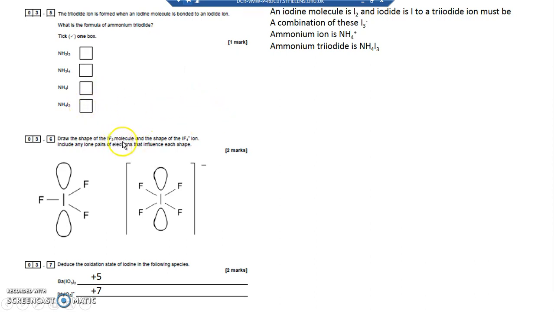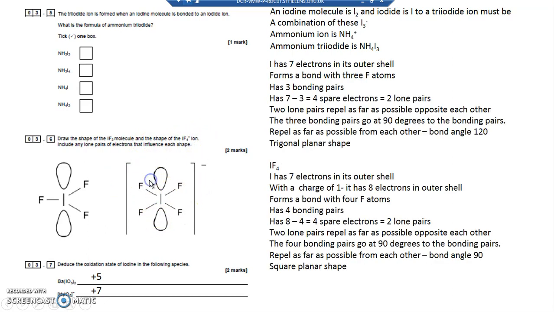Deduce the shape of IF3 molecule. Well, I've drawn it for you here, and the shape of an IF4- ion, and I've drawn that for you here. We can talk through this now. So an IF3 molecule, I is in the middle. IF3, what's iodine got? Iodine has got 7 electrons in its outer shell.